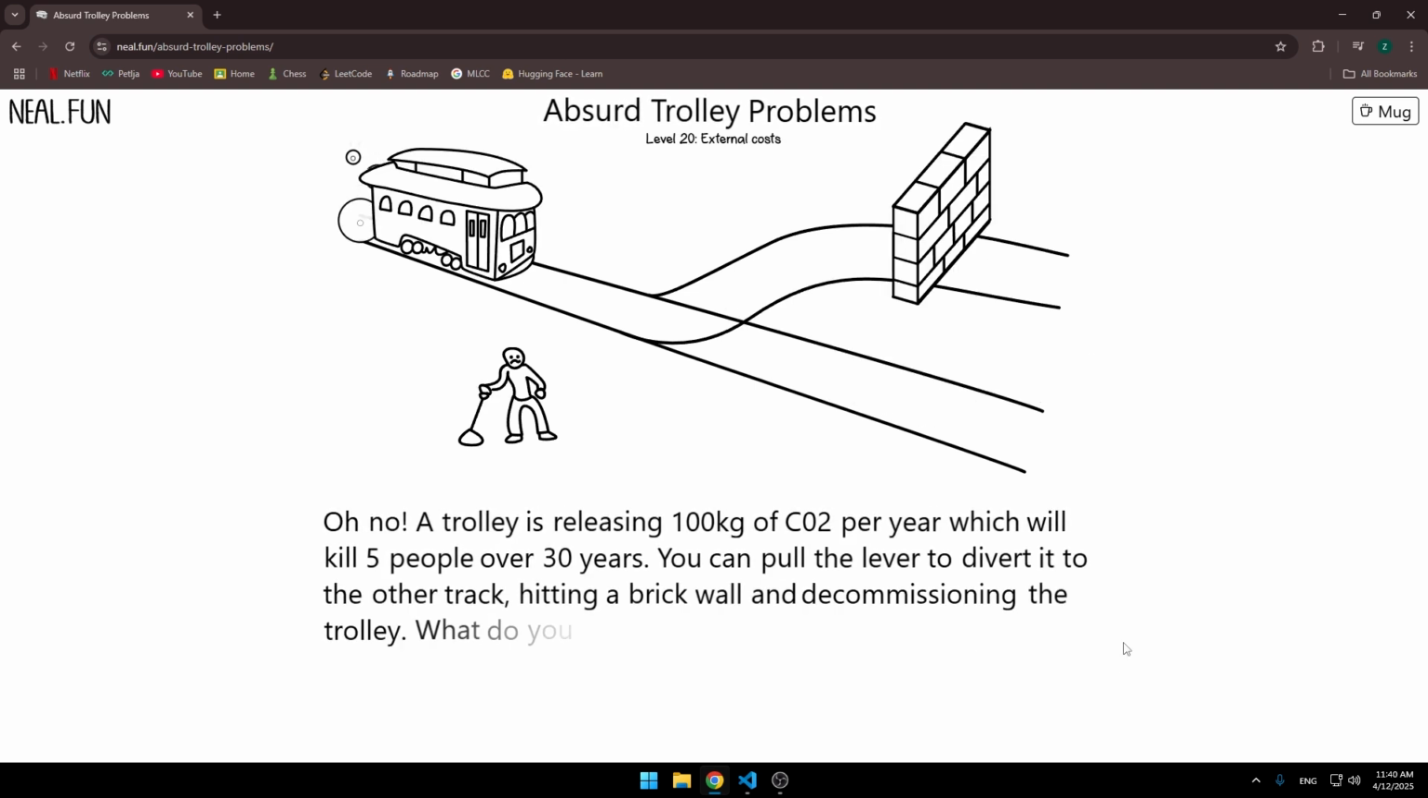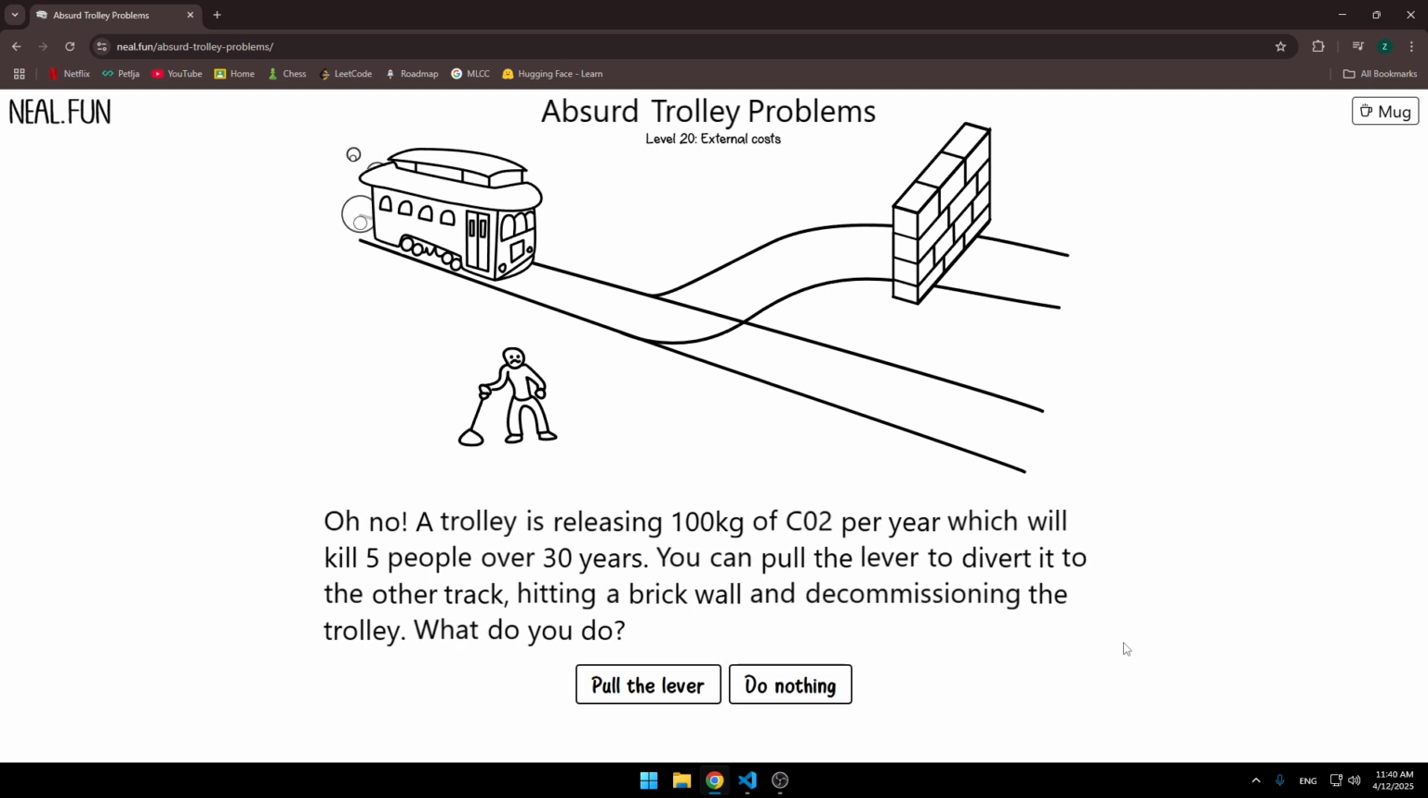Oh no, a trolley is racing 100 kilograms of CO2 per year, which will kill 5 people over 30 years. You can pull the lever to divert to the other track, hitting a brick wall and decommissioning a trolley. What do you do? We just let it do its thing? Pull the lever. Yeah. Reasoning: saving 5 lives in 30 years outweighs the environmental impact of 100 kilograms of CO2 annually. It's a clear, immediate benefit versus a long-term, relatively small environmental cost.